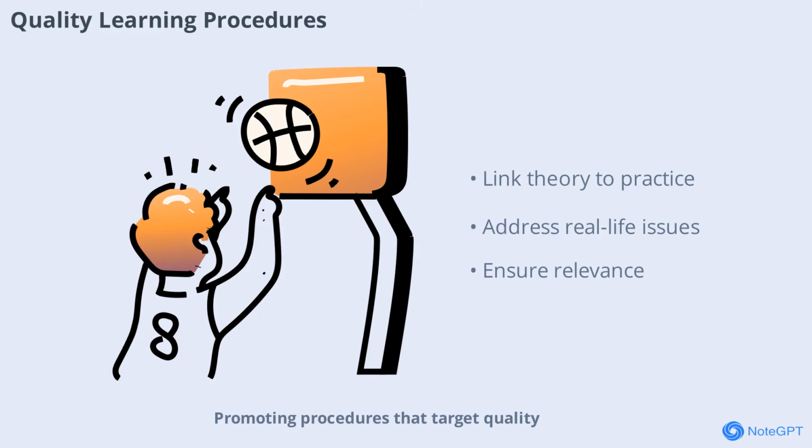Promoting procedures that target quality learning aspects addresses specific issues, such as the lack of real-life connection in classroom tasks. By designing activities that link theory to practice, educators help students see the relevance of what they're learning. This principle ensures that learning is not just theoretical but also applicable to real-world situations, especially in the context of medical laboratory science.